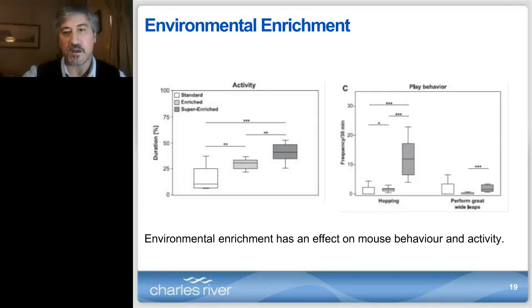This is just to illustrate something that we all know, that environmental enrichment has an effect on mouse behavior. It's pretty obvious that an enriched environment will have an effect on activity and playing behavior, and we can see this here. I don't know if you can read this, but this will be a standard cage, an enriched cage with nesting material, and a super enriched cage with additional complexity in the cage. And you can see here that the differences are statistically significant.